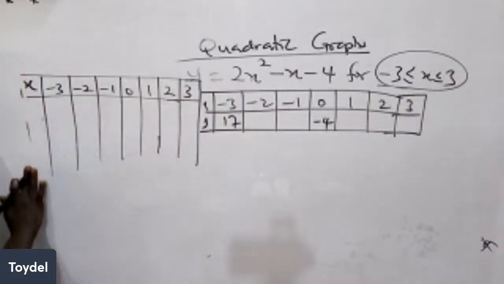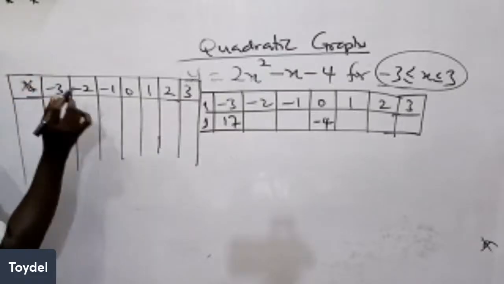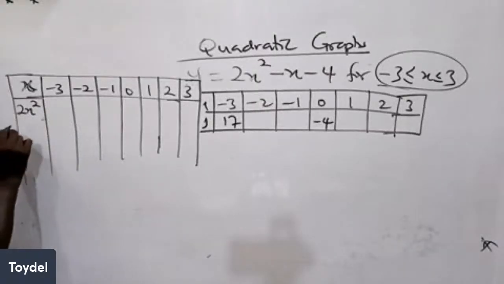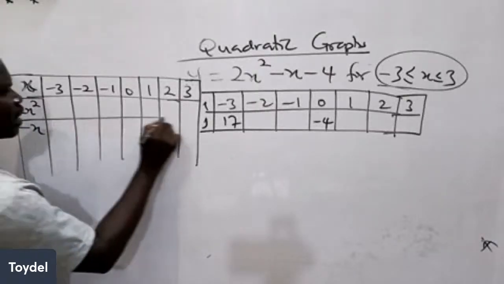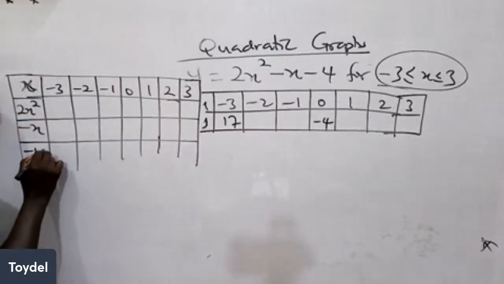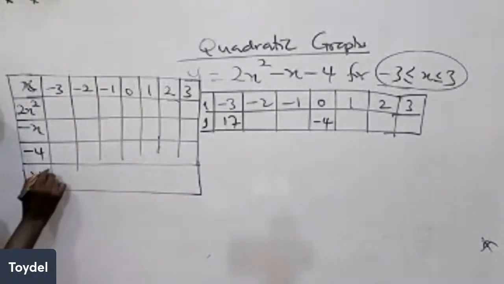If you want to do that, we have to be very careful. What are we given? We are given 2x squared. That's the first thing. We are given -x. You create another row for that. Then we are given -4. -4 is the constant. Then with that, we'll be able to find y.